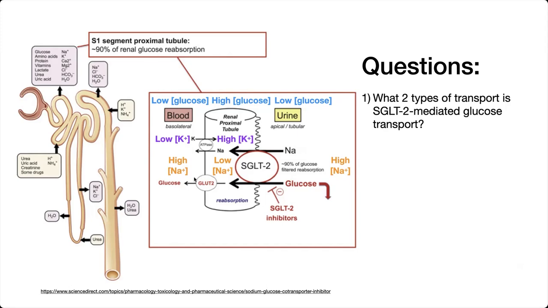Okay, now let's take another one. SGLT2 is right here, and let's look at what we can tell from this diagram. We see that sodium is going from the urine into the renal tubules, and glucose is going from the urine into the renal tubules. In this case, glucose is going from a low concentration to a high concentration, and sodium is going from a high concentration to a low concentration. So sodium is going along its gradient, whereas glucose is going against its gradient.